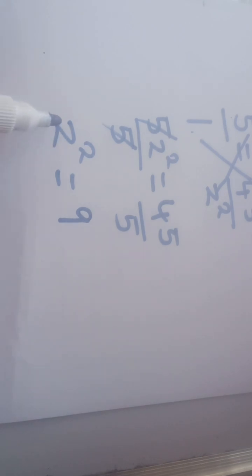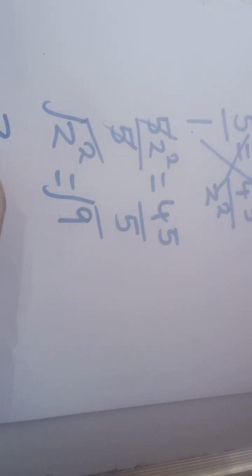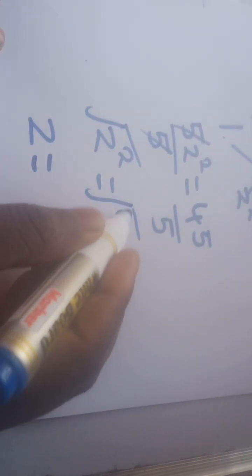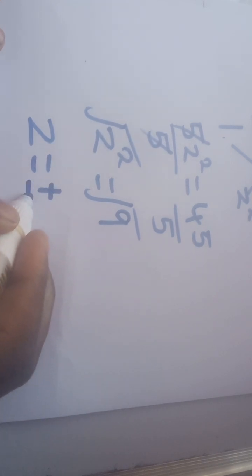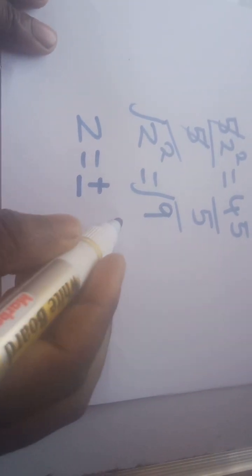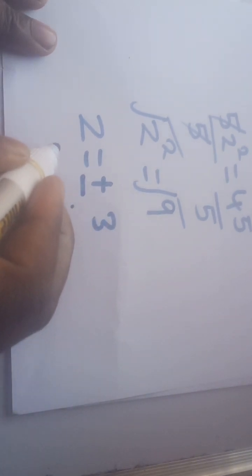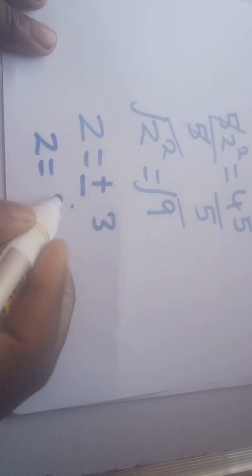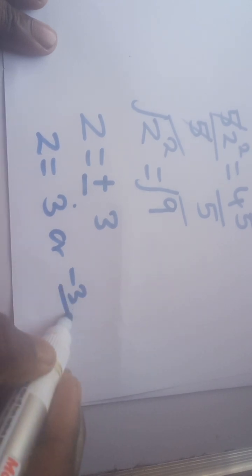Since I'm looking for the value of z, and this is z squared, it means I'll introduce the square root. Once you introduce a square root here, it means it's positive and negative. What's the square root of 9? It's 3. So the answers are z is equal to positive 3 or negative 3. These are the solutions for this question. Thank you for following, and God bless you.